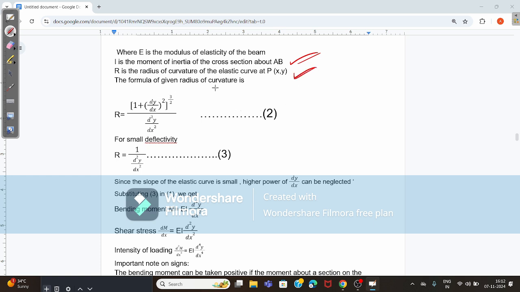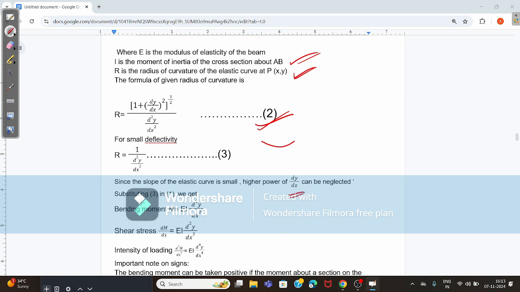The formula for the radius of curvature is R = [1 + (dy/dx)^2]^(3/2) / (d^2y/dx^2). This is equation 2. For small deflection, since the slope of the elastic curve is small, higher powers of dy/dx can be neglected, so R = 1/(d^2y/dx^2).